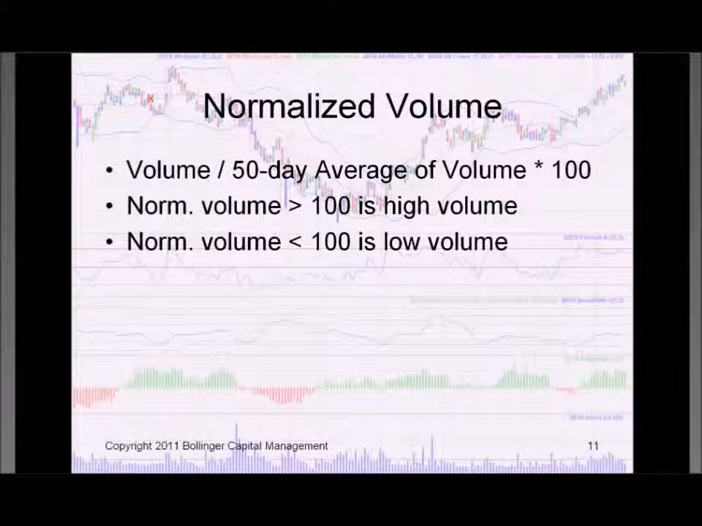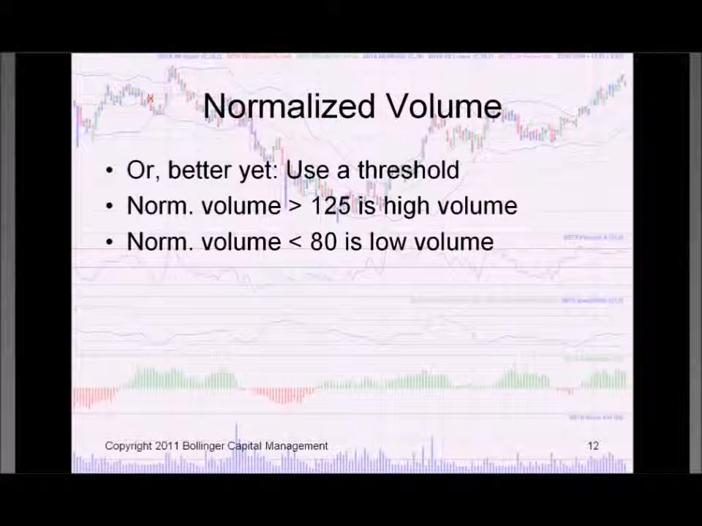But we can improve upon this a little bit because, is a normalized volume of 101 or 102 really high volume? A normalized volume of 98 or even 95, is that really low volume? I don't think so. So we can improve this analysis by using a threshold.